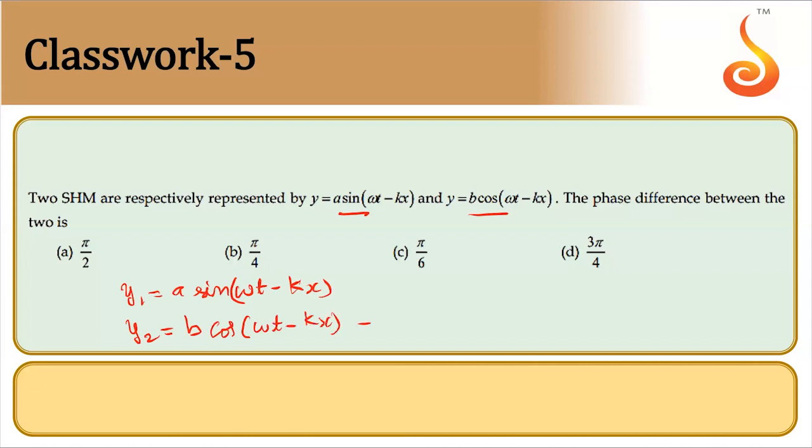I can write this as b sine of pi by 2 plus omega t minus kx. I can write it this way. So clearly, this is the extra term. So this must be the phase difference. That is option A, pi by 2. While taking phase difference, make sure that both the functions are the same. Otherwise, make them the same.